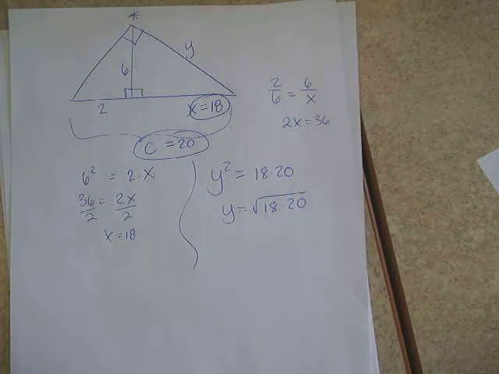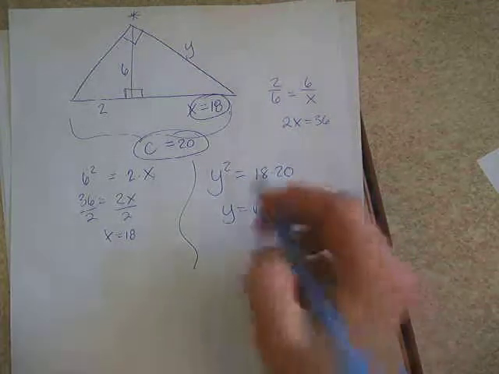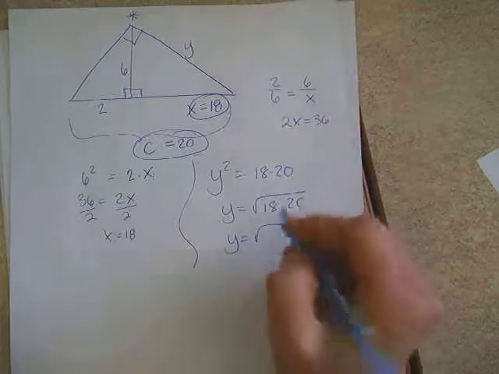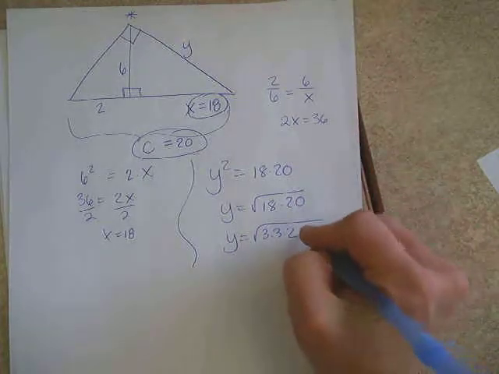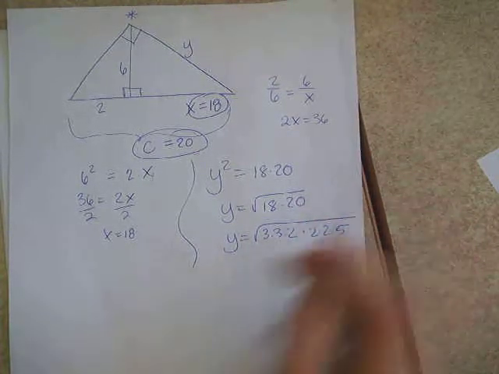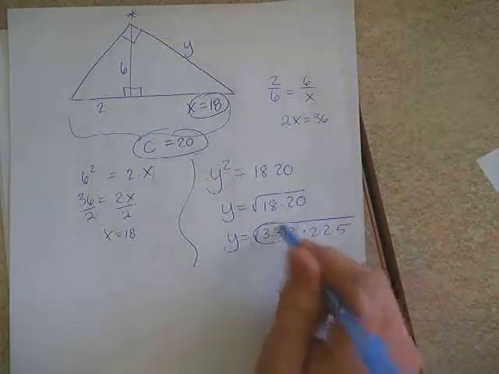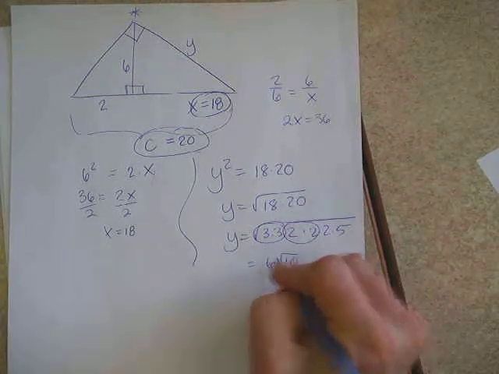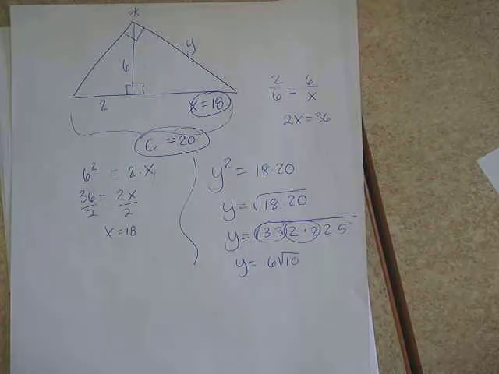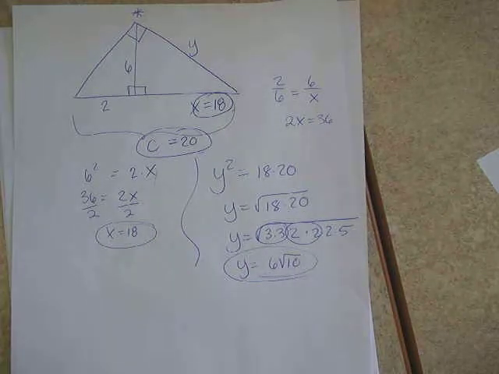Now, you're going to need the square root to find y, so you might as well do that. Y equals the square root of 18 times 20. And this should look like what we were simplifying in Friday's homework, right? So 18 is 9 times 2, so that would be 3, 3, and 2. 20 is 4 times 5, so that would be 2, 2, and 5. Taking out your pairs, we end up with 6 square root of 10 for y. So there's our x and there's our y.